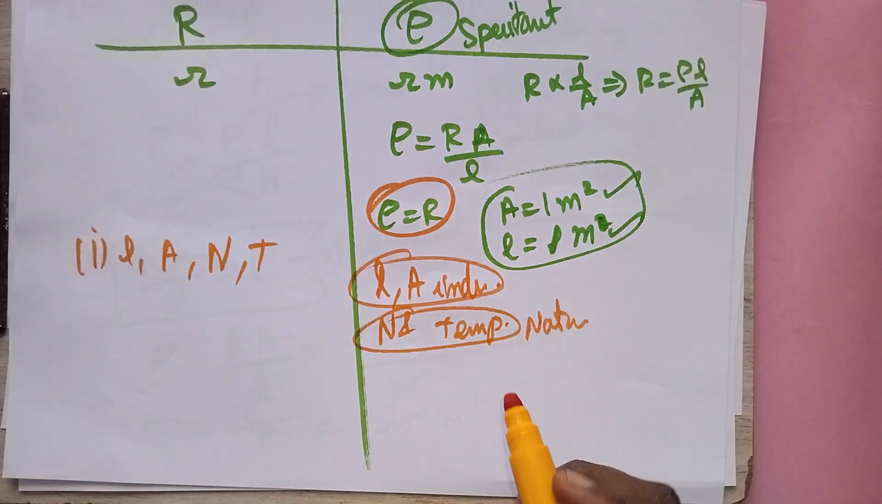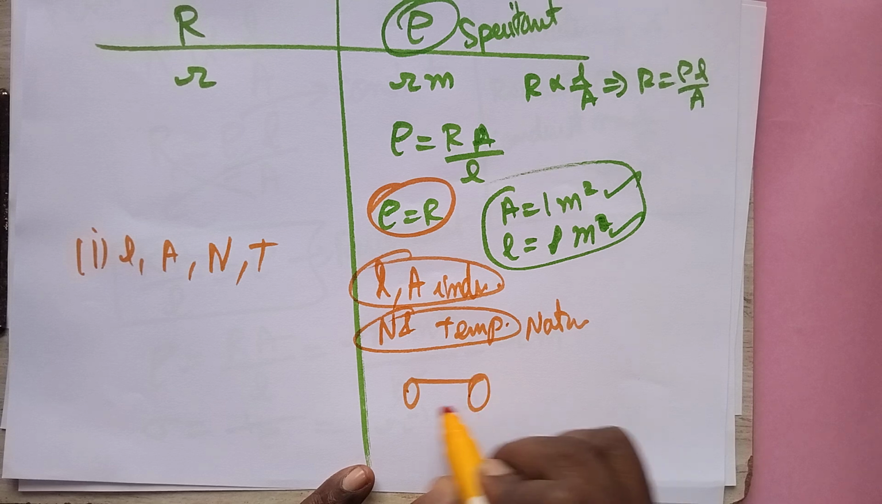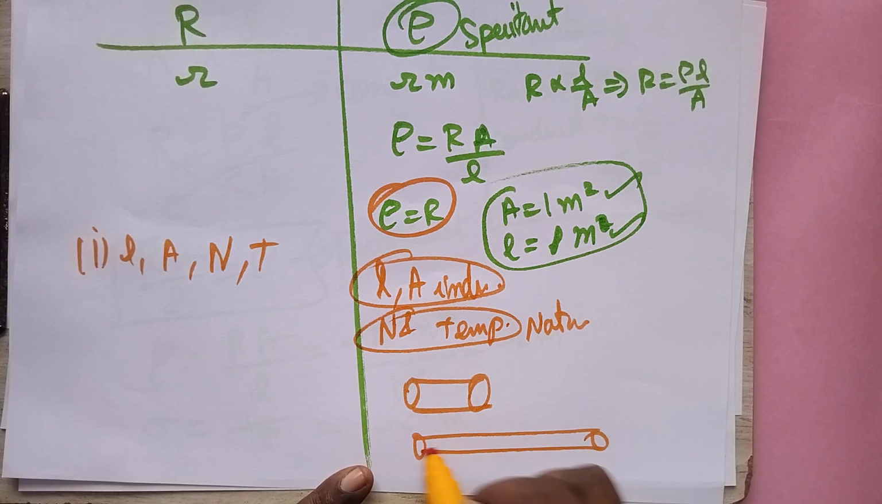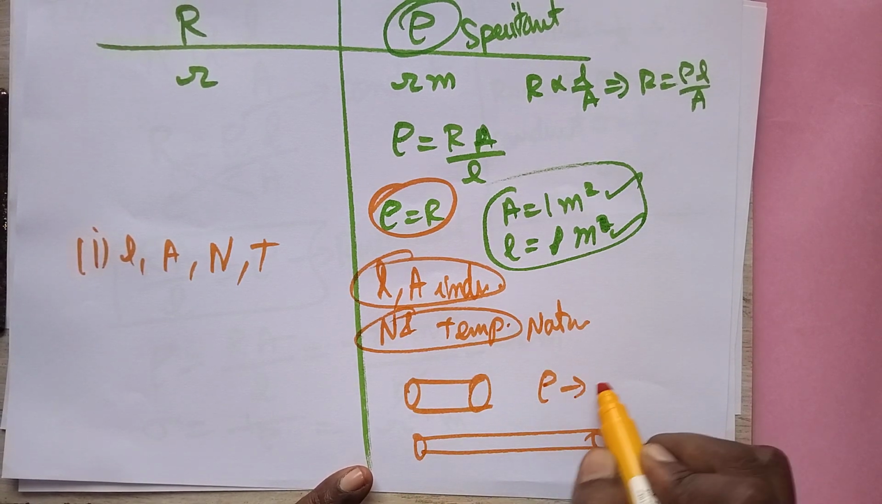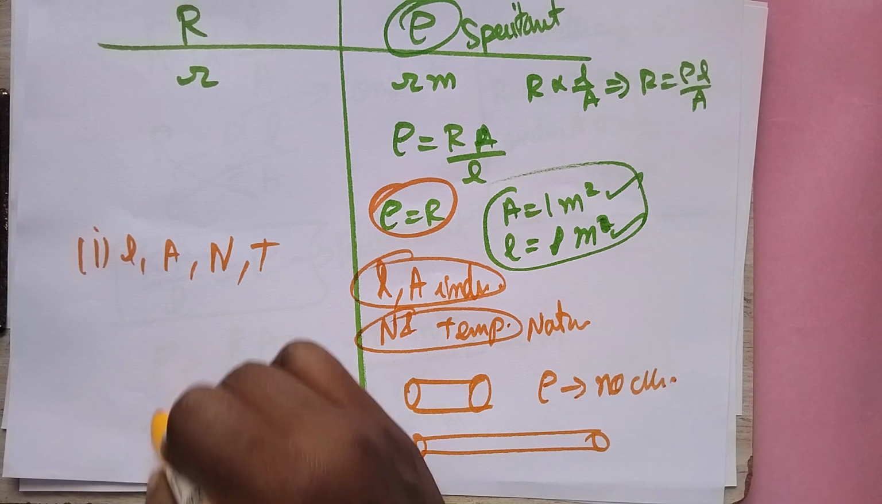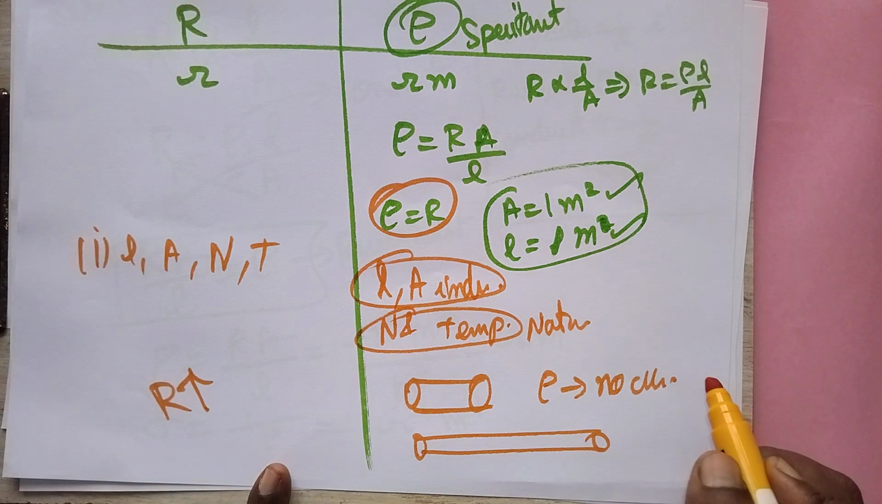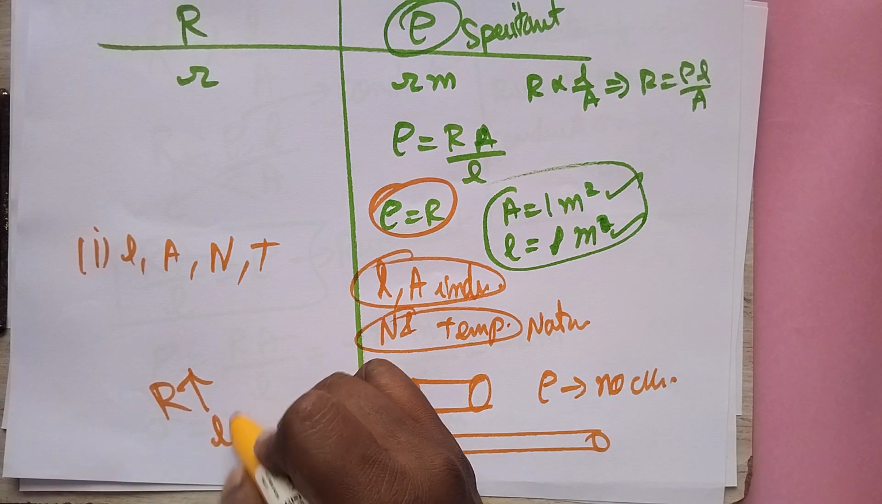I'll give one example. If I take one wire and we stretch it to double, what about the new resistivity? The new resistivity has no change, but resistance will increase. Why is resistance increased? Because length increased.